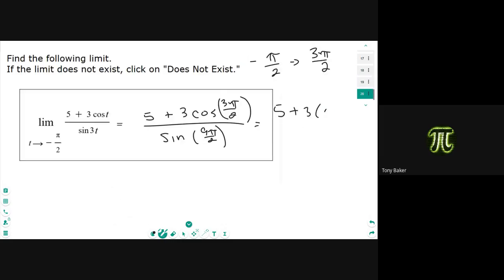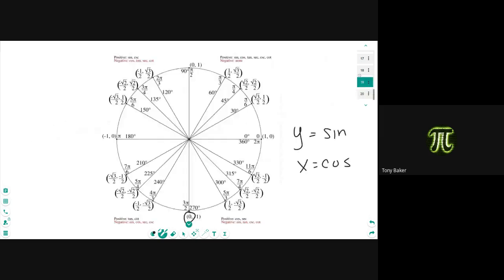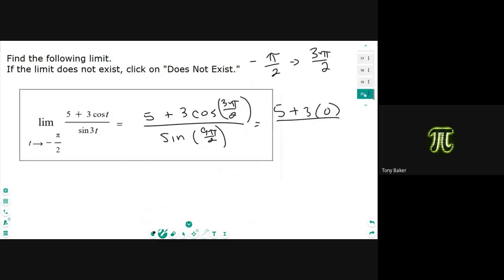So that's 3 times 0. Sine of 9 pi over 2, so that would be 4.5 pi. If I take away 2 pi, I can take away 2 pi twice, and you're back with pi over 2 for sine, which is 1. So this answer is 5.